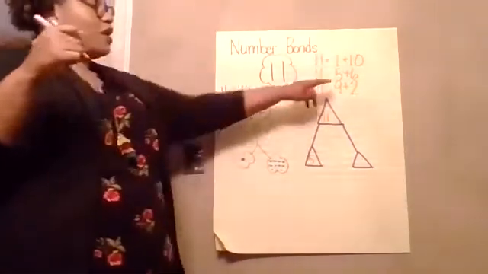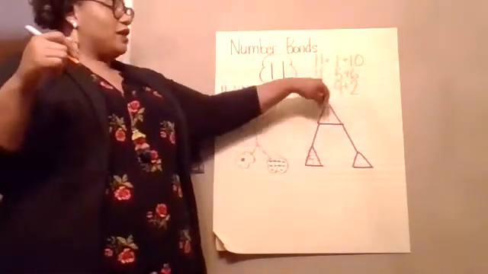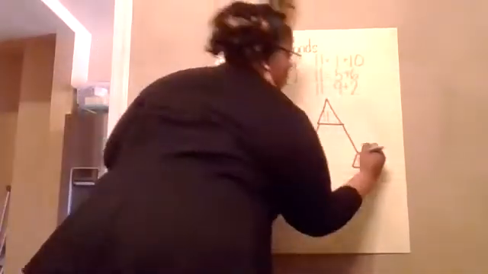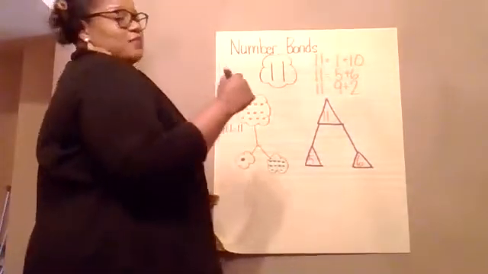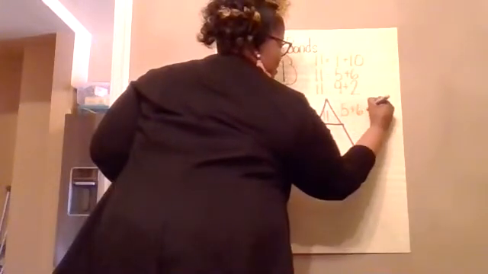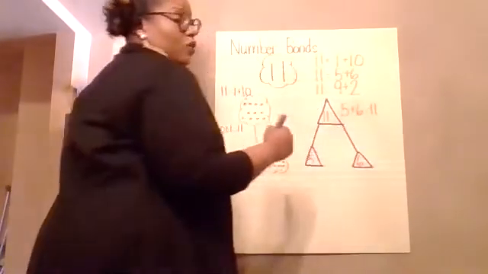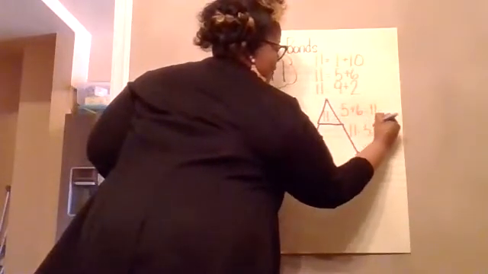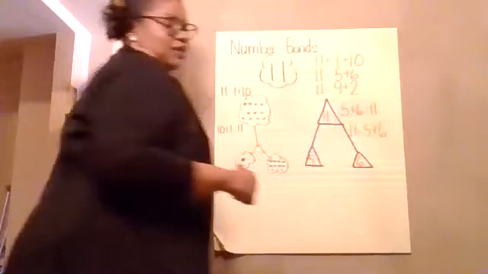And my second part for my number bond is what? 11 equals 5 plus the number 6. You are correct. All right? So let's write the number sentence. 5 plus 6 equals 11. Or you can say 11 equals 5 plus 6.